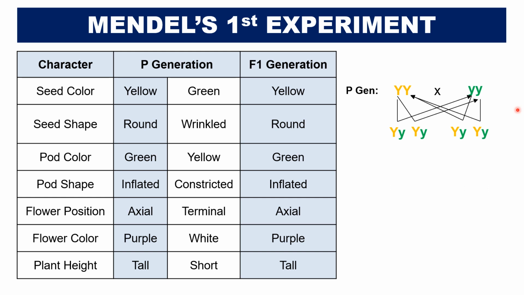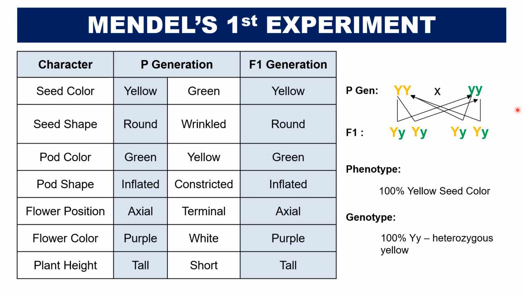All of the offspring for the first filial generation or F1 generation came out to be yellow. The phenotype of the F1 generation is 100% yellow seed color, and the genotype is 100% heterozygous yellow. Here, we can safely say that yellow is the dominant trait for seed color and green is the recessive trait. The same is true for the other characters.